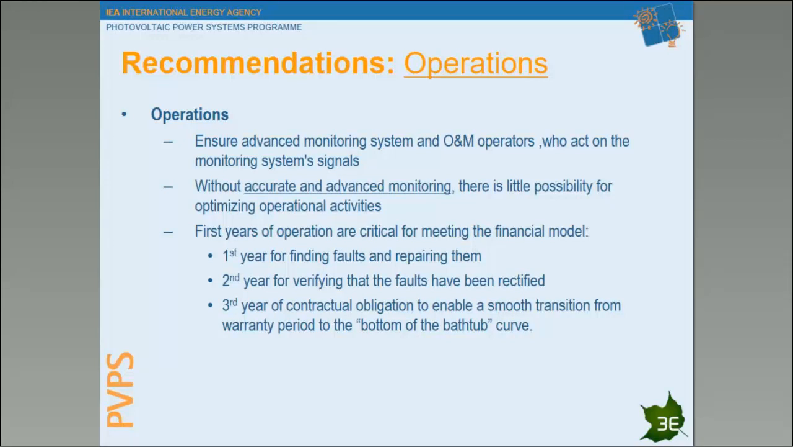The second year is for verifying that the faults have been rectified, because actually in PV many faults do not appear and are not always catastrophic, so they won't be easily found at the beginning. That's why it's very important to still look during the second year if everything has been solved. And the third year is more for contractual obligation, as I said, to enable a smooth transition from the warranty period into the bottom of the bathtub curve during the operational life of the PV.